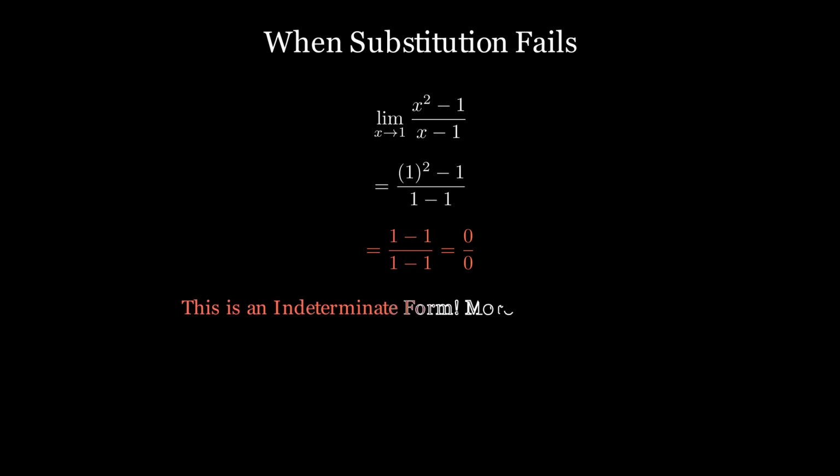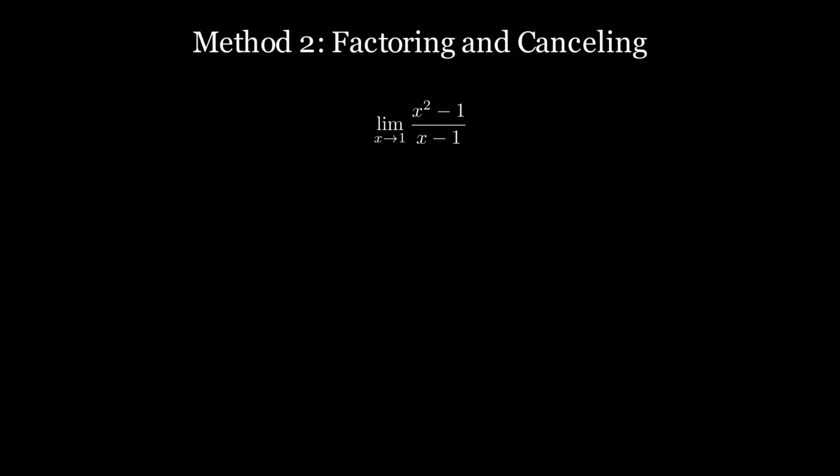This result, 0 over 0, is called an indeterminate form. It does not mean the limit is 0, 1, or undefined. It means we don't have enough information yet. We need a new strategy. When we get 0 over 0, it's a clue that the numerator and denominator might share a common factor.